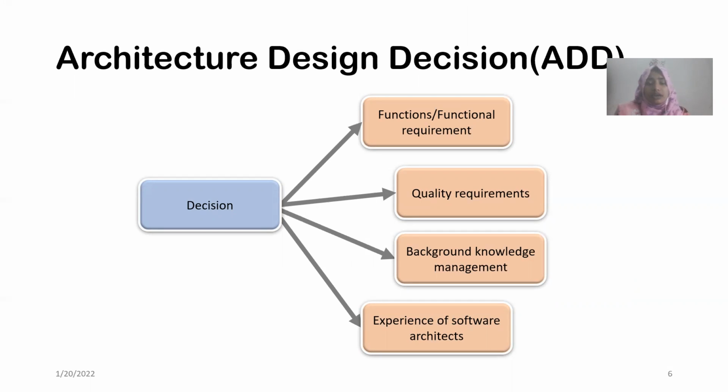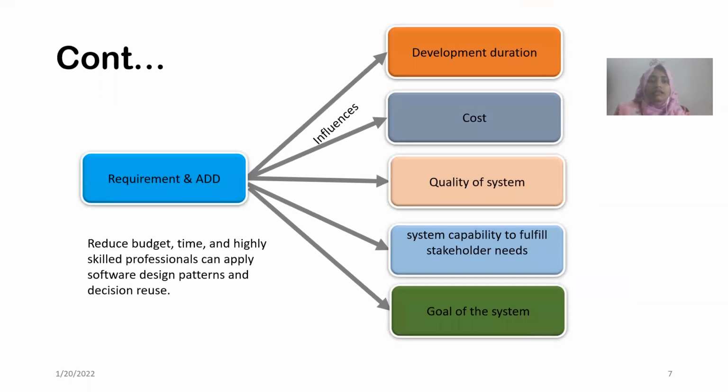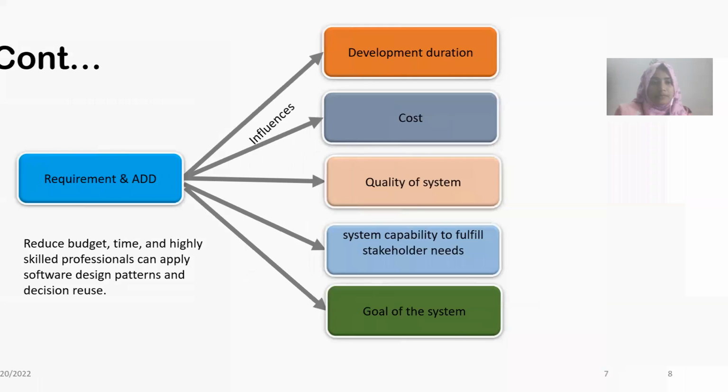It may depend on functional and non-functional requirements. It comes from the quality requirements, background knowledge, management, and experience of the architect. Requirements and software design decisions influence the development duration, cost, quality of the system, capability to fulfill the stakeholder needs and the goals of the system. And it reduces the budget and time, and highly skilled professionals can apply it. Sometimes it can apply software design patterns and decision reuse.